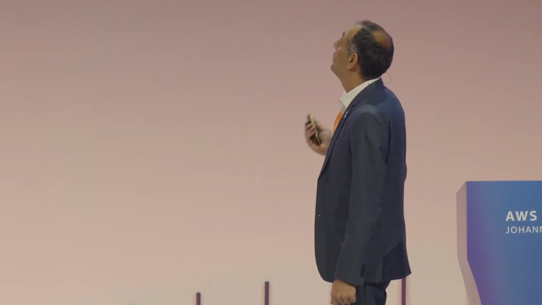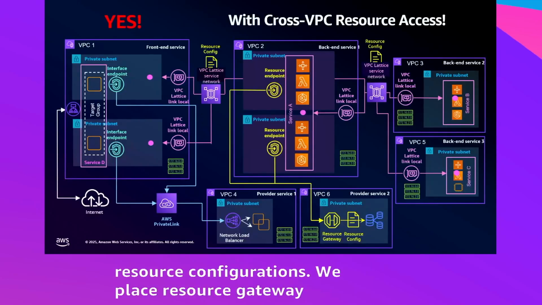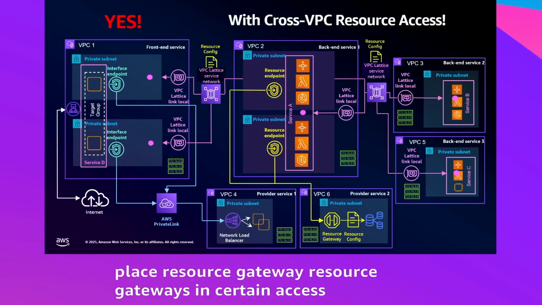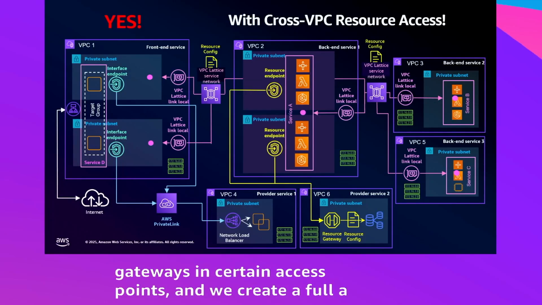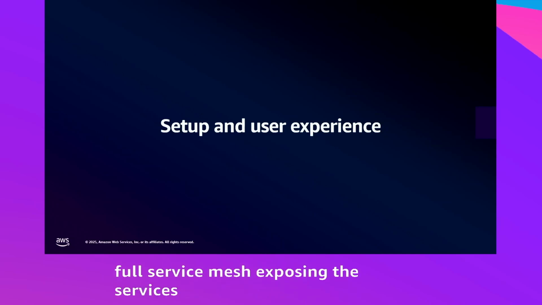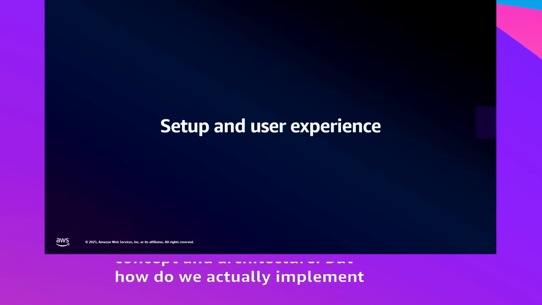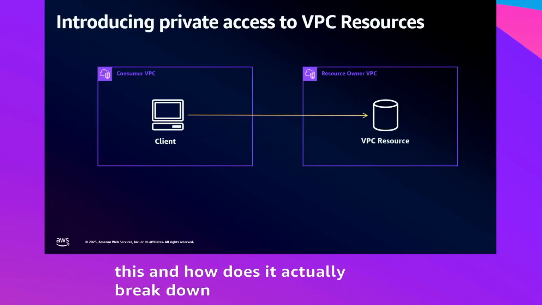So how would we go about that? We create new resource configurations. We place resource gateways in certain access points, and we create a full service mesh exposing the services. So that's all great in concept and architecture, but how do we actually implement this? And how does it actually break down to be able to utilize the VPC resources?